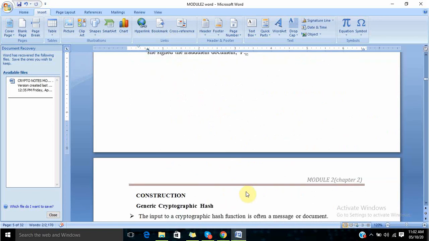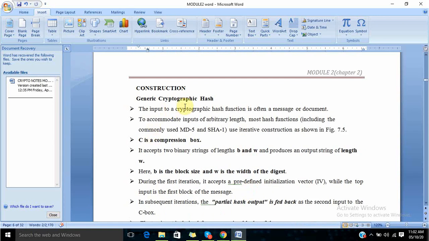Next is the construction of the generic cryptographic hash. We will discuss this construction in the next video, students.